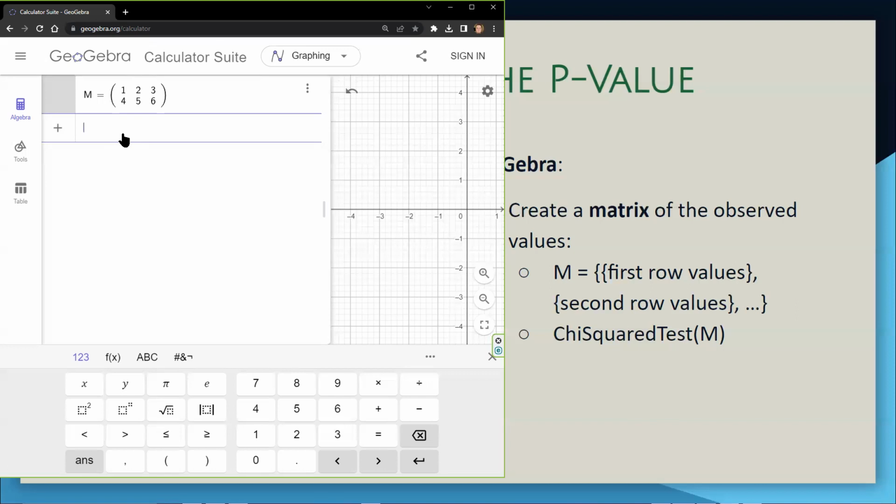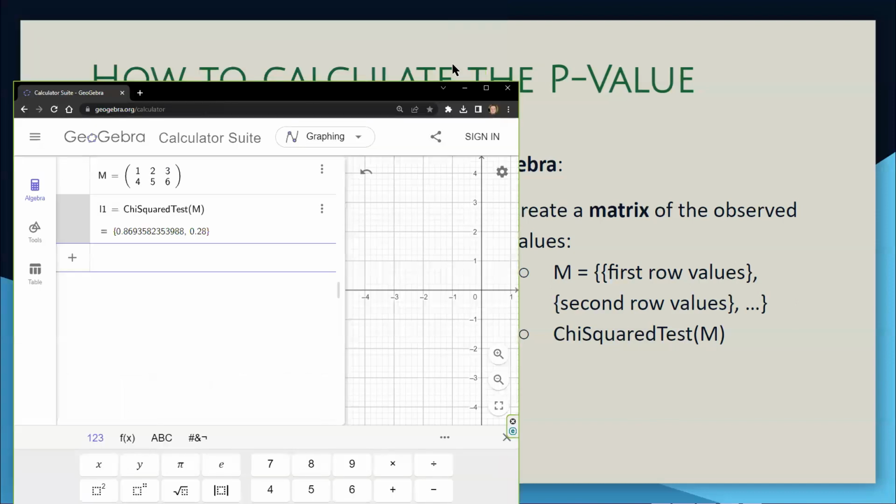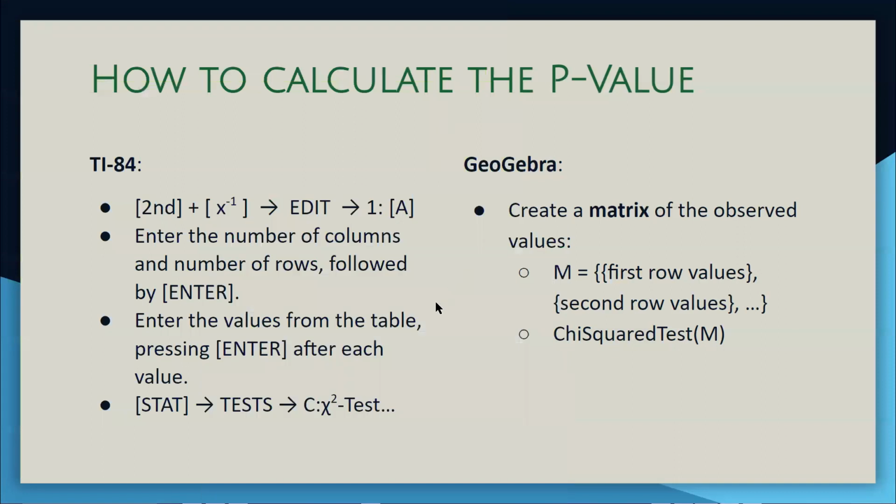Next, we're going to do that function call, chi-squared test. And I'm going to feed it just a matrix, just that M. You'll notice it spits out that same p-value that the TI-84 did. So it is a little bit more tedious to get the data into the calculator, but once it's in the calculator, the function call is fairly straightforward.